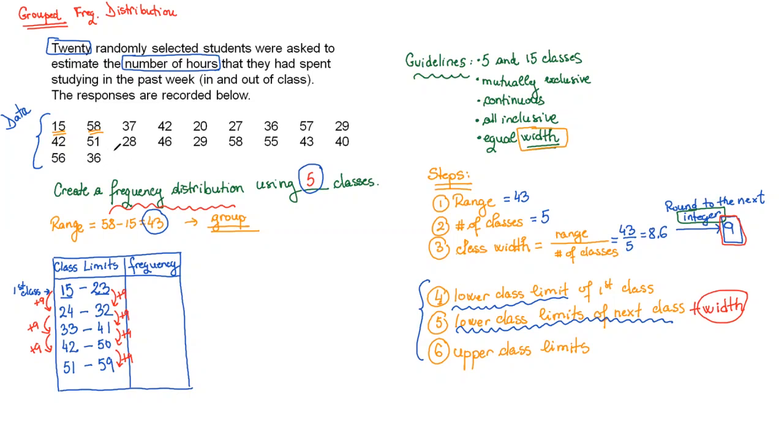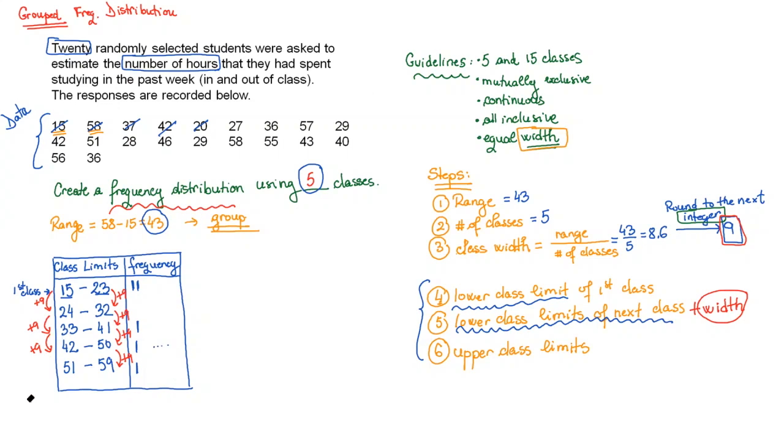So anyway, just to give you a taste of how it looks when you do it by hand, you can just tally. Just look at 15 and say, okay, 15 is between 15 and 23, so you tally. 58 is in my last class. 37 is here somewhere in my third class. 42, it's right here. 20, it's right here, and you keep doing that. Now, I will not do that. If you want to continue, that's fine.